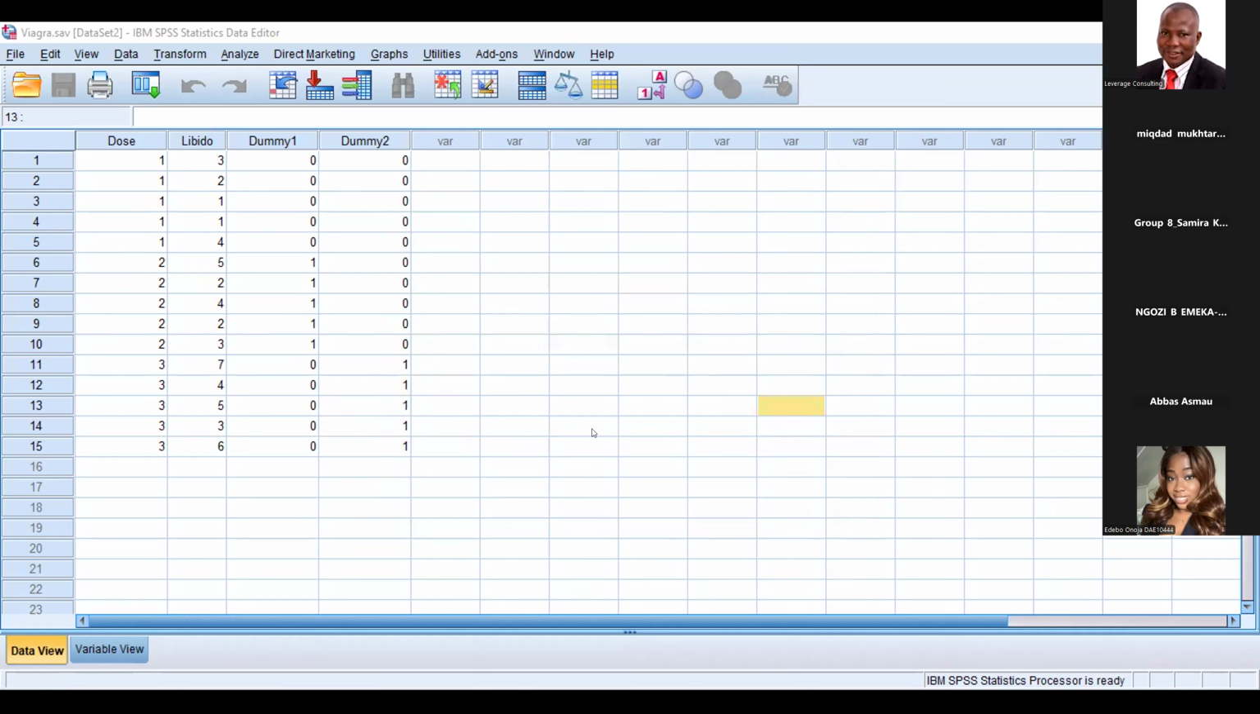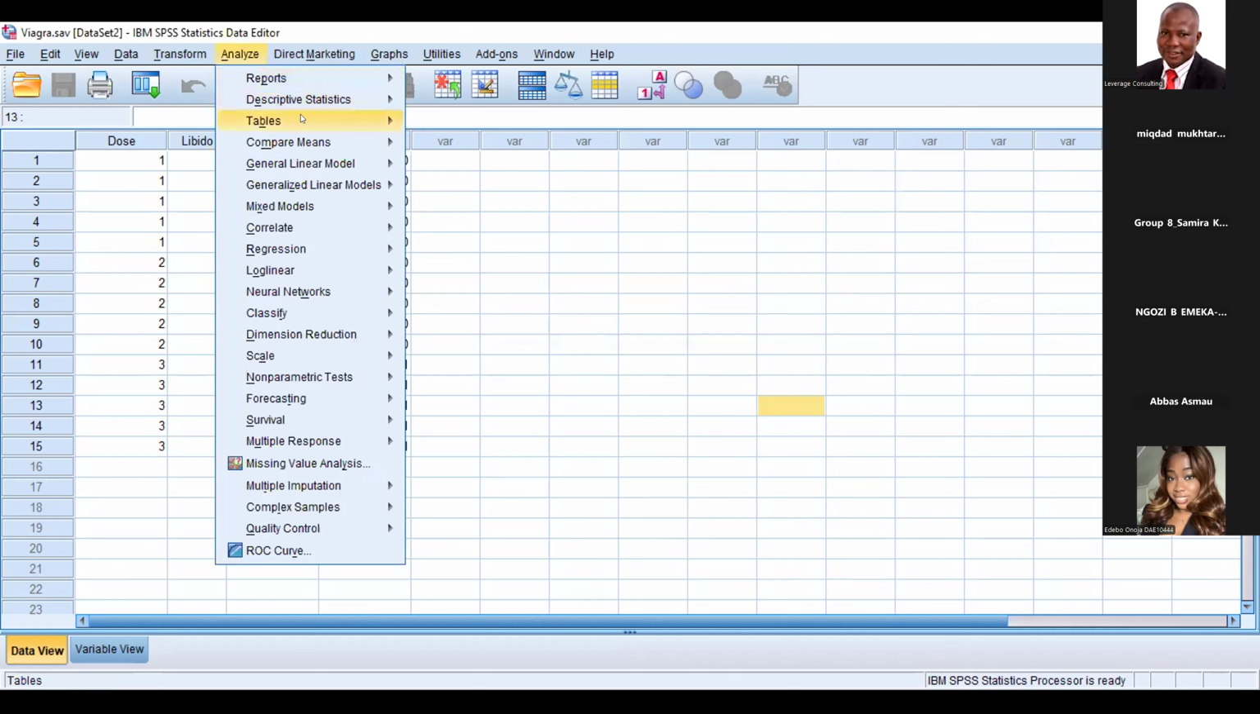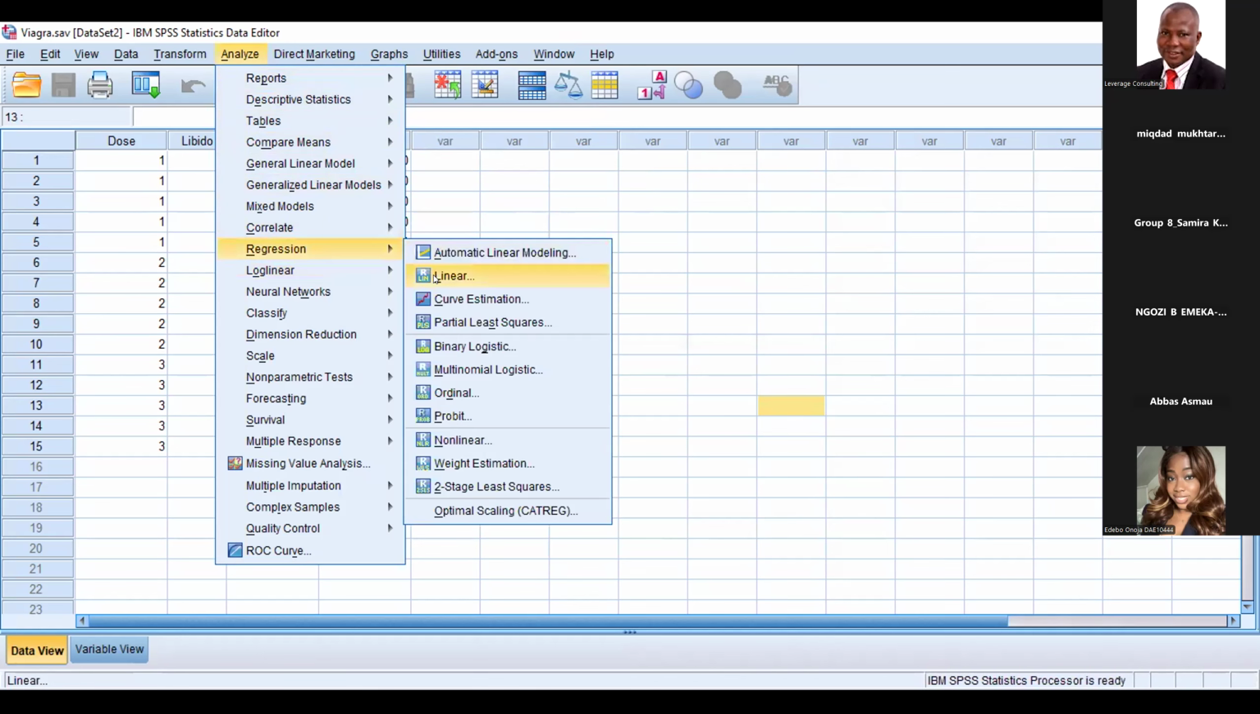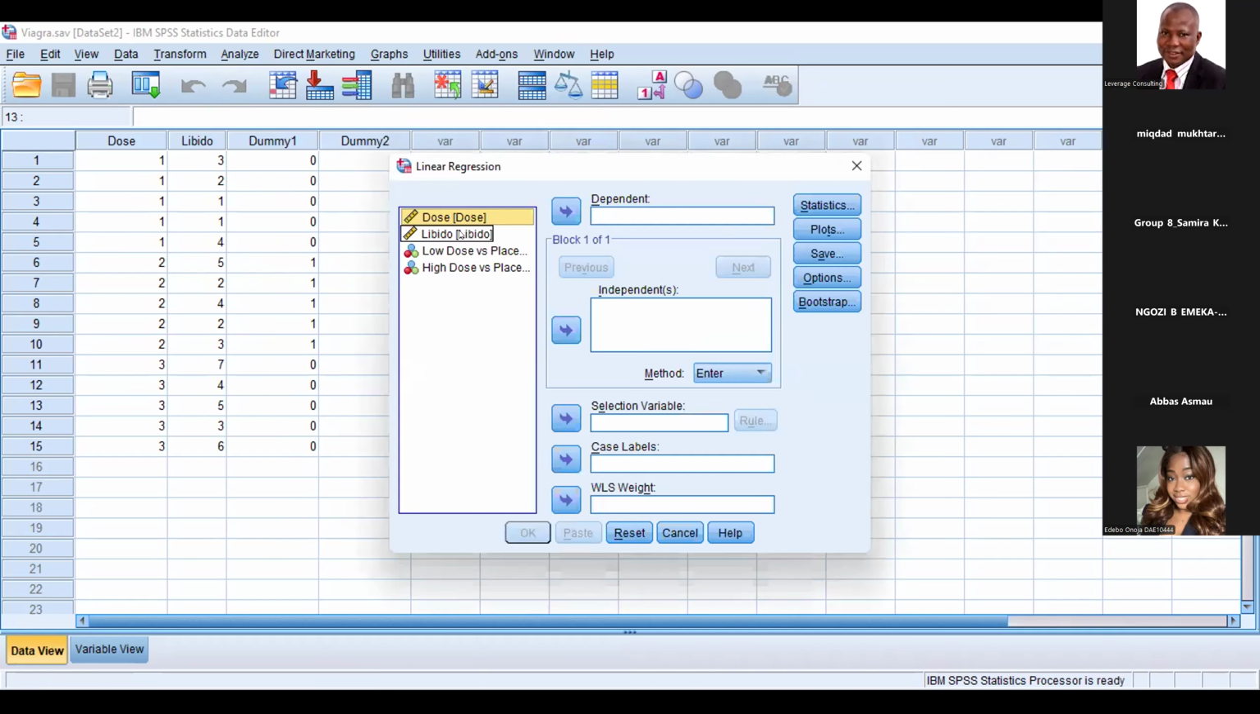So don't worry, let's run the second one before we go and show the result. Go to Analyze, go to Regression, Linear. Dependent is libido. Independent are low dose and high dose.